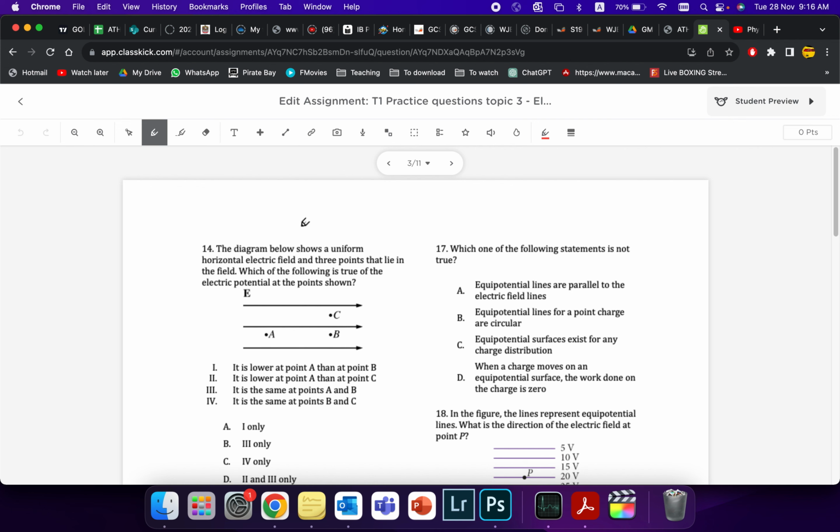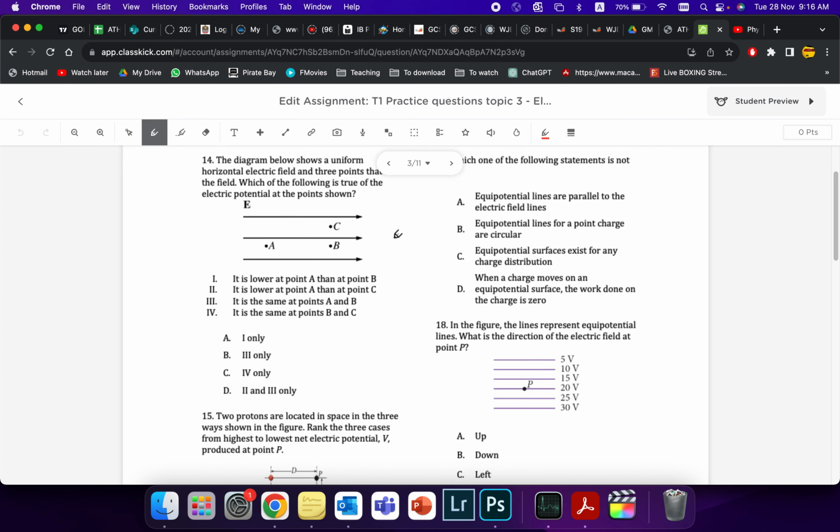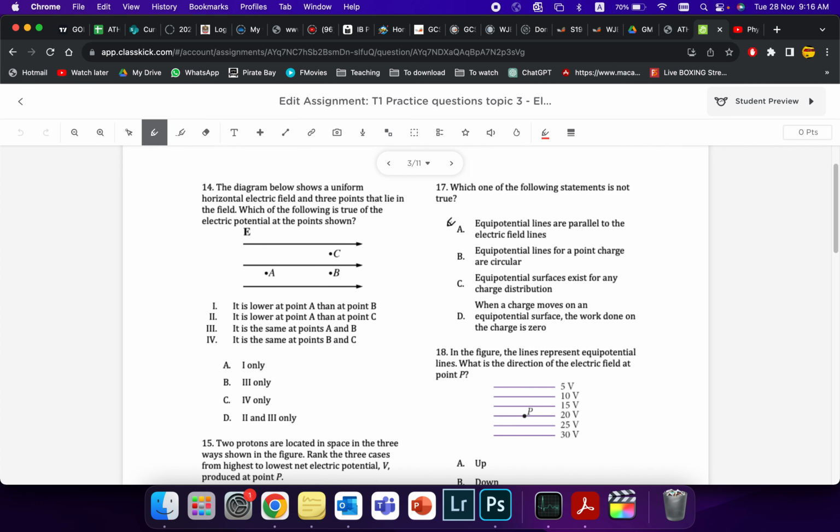Alright, so in this one I'm just going to continue the topic 3 practice questions on electric potential. I've done the first 2 pages, let's move on. The diagram below shows a uniform horizontal electric field, and then you have A, B and C. You're comparing the values of what? The values of the electric potential.